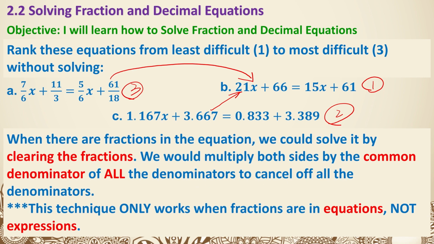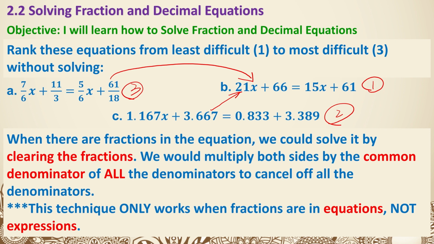When there are fractions in equations, we can solve them by a process called clearing the fractions. We will multiply both sides by the common denominator of all the denominators to cancel off all the denominators. This technique only works when fractions are in an equation, not expressions. So let's have a look at some examples.